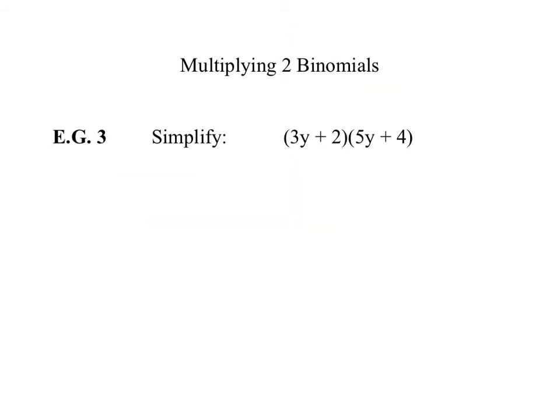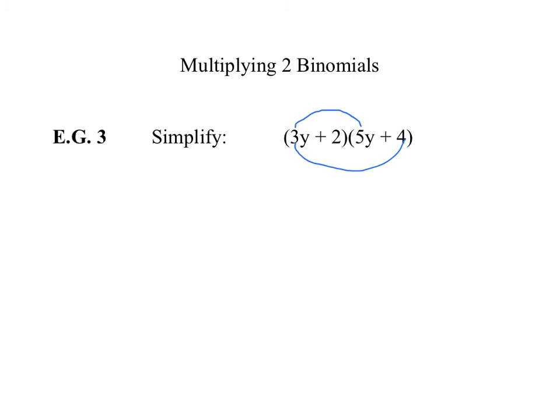Here is a new type of problem, multiplying 2 binomials. A binomial, 2 terms, multiplied to another pair of terms. So the key here, once again, is the distributive property. You're going to take your 3y, multiply it to the first value in the parentheses, then you're going to multiply it to the second value.